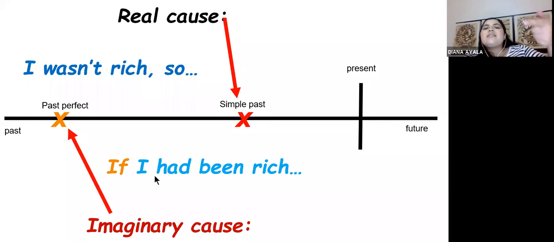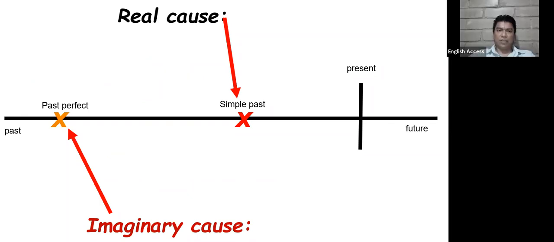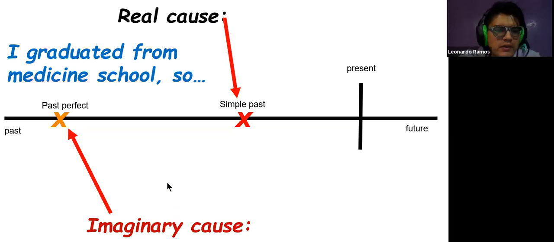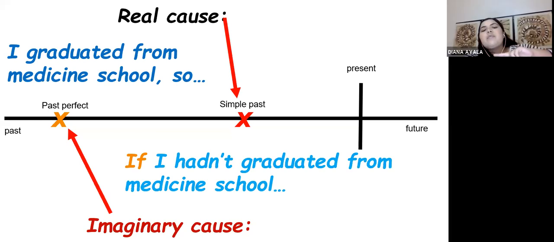We have a negative simple past sentence. We have to change it to a past perfect in the positive, right? Yes, there you go. Another example: I graduated from medicine school. So this is the real cause. What is the imaginary cause? If I hadn't graduated.